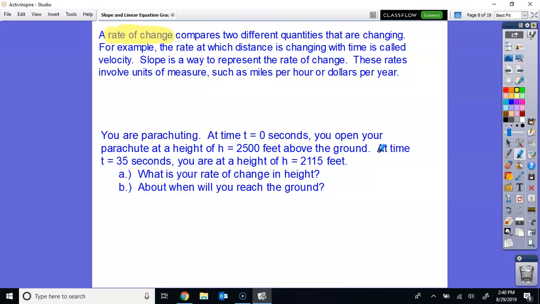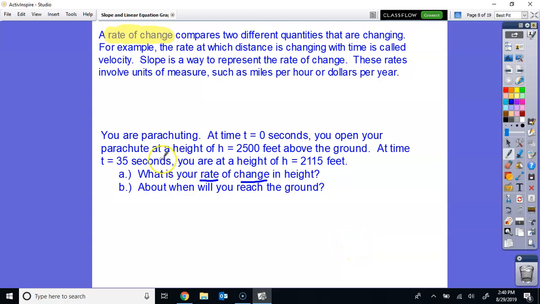For instance, I have this example here that it says you are parachuting. At time 0 seconds, you open your parachute at a height of 2,500 feet above the ground. At time 35 seconds, you are at a height of 2,115 feet. Both things are changing. The time is changing and the height is changing. And so when you look at this, if you want to know your rate of change, you are comparing the height and the time change to each other.